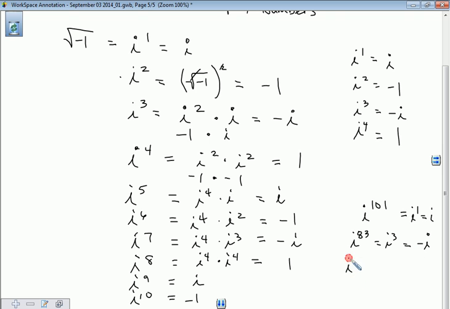Okay? i to the 400th. It goes through the pattern completely 100 times. Well, if we're through the pattern completely, where are we? We are at the bottom. 1.